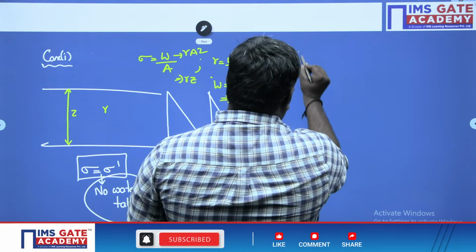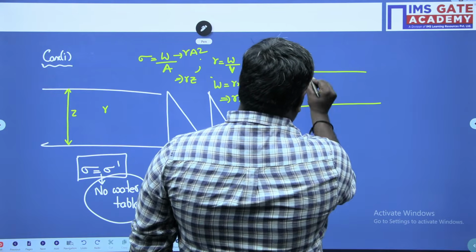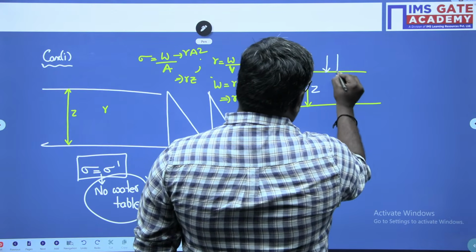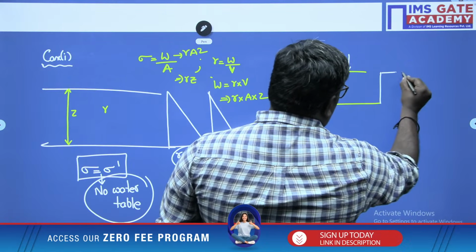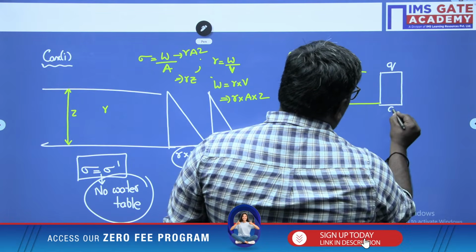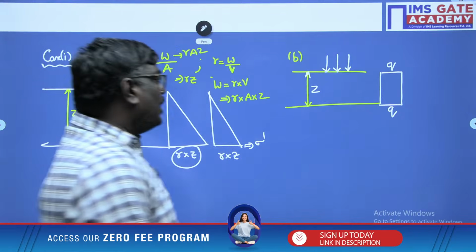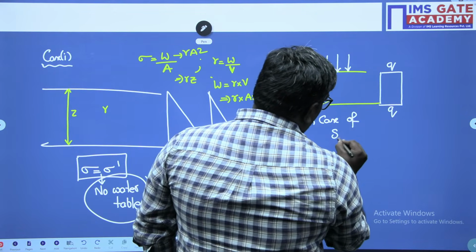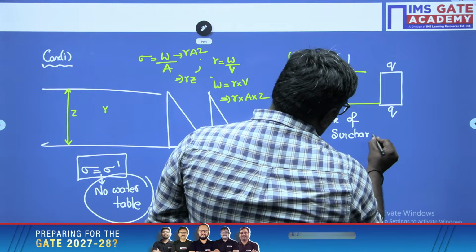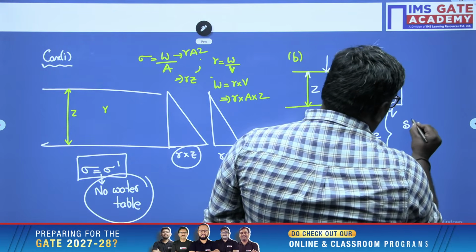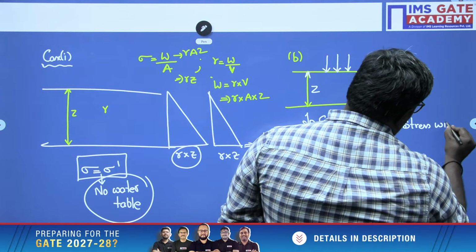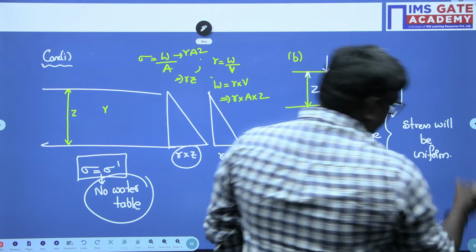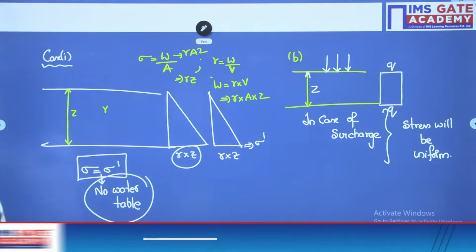Similarly, in case B, if I consider here soil strata as Z, and if I consider this as a surcharge loading, now the stress will be uniform throughout. So it will be Q, Q. So what you have to remember here is, in case of surcharge, my dear students, the stress will be uniform. What, sir? In case of surcharge, stress will be uniform. Please keep these things in mind, my dear students.